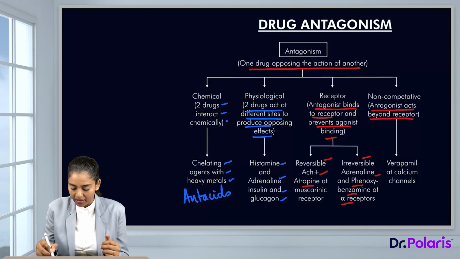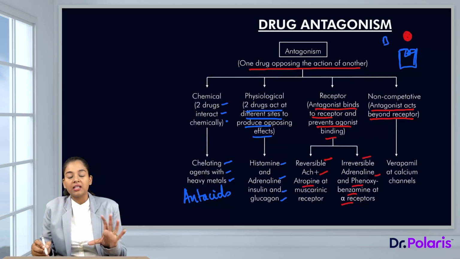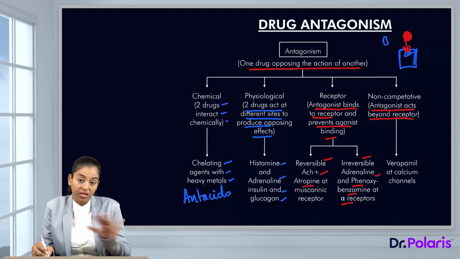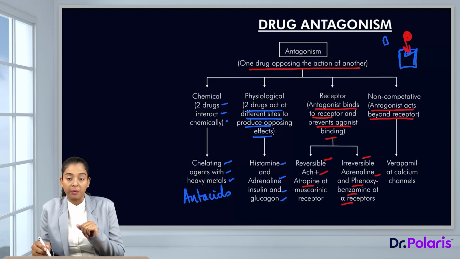Say for example, here is a receptor. So we have our agonist here. This is our agonist and this is our antagonist. Antagonists usually compete with the agonist and come and bind here. They push the agonist away and the antagonist comes and binds.